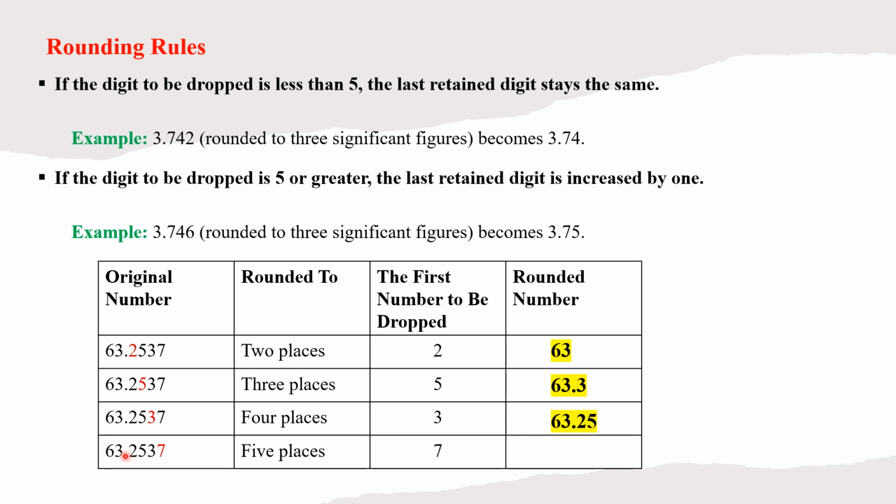Last one, the same number is rounded to 5 places. If we count from left to right, 5 places: 6, 3, 2, 5, 3. Starting here, number 7 is the immediate digit to be dropped. It is greater than 5, so we need to add 1 to the left. Then it becomes 63.254. I hope now you have an idea about the basic rules of significant figures and how we can apply rounding rules. Let's go and find out some examples.